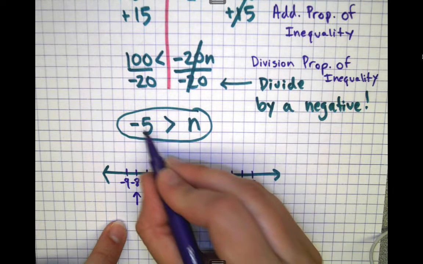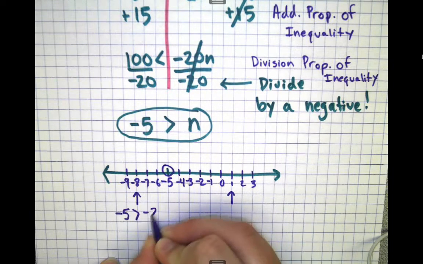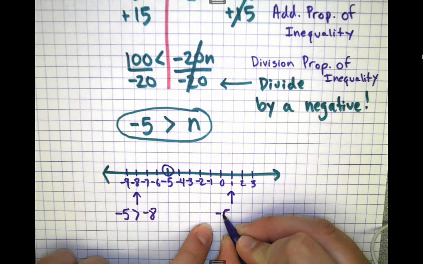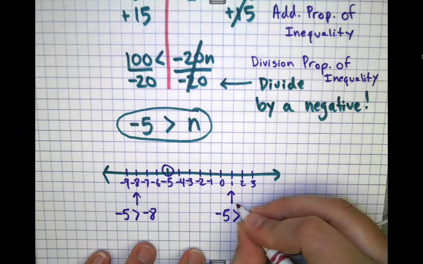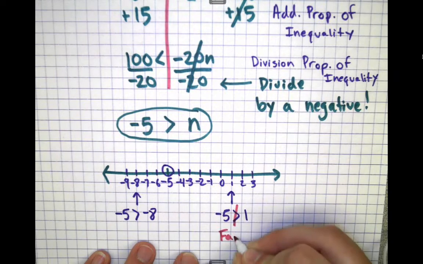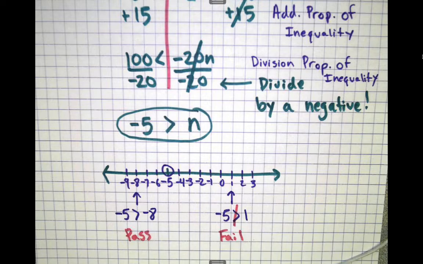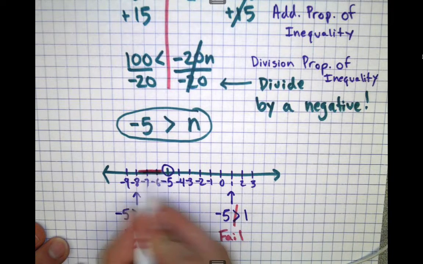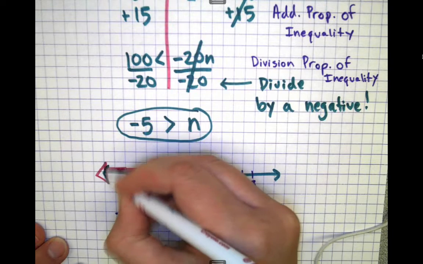If it's negative 5 is greater than n, then it's negative 5 is greater than negative 8, or it's negative 5 is greater than 1. Which one of those is true? Is negative 5 greater than negative 8 or greater than 1? Well, it's definitely not greater than 1, so that one fails. And so this one looks like it passes. Negative 5 is greater than negative 8, which means on my number line, when I go to shade, I am shading to the left, this direction. I'll make a big arrow.